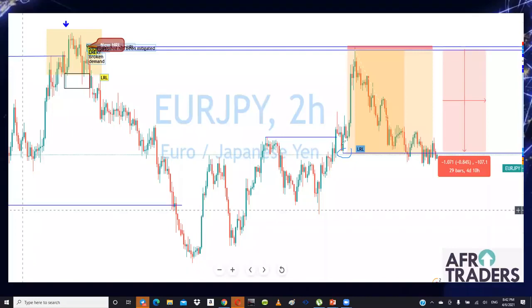So this low was created after price took this significant high, right? So this becomes a low resistance. So when price is coming back, if you take this one and then we move up. Anyway, so that will be all.